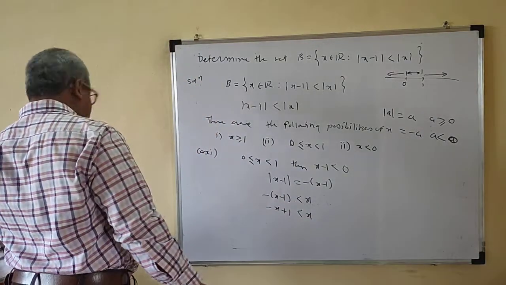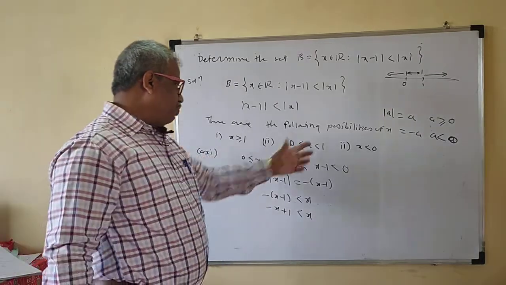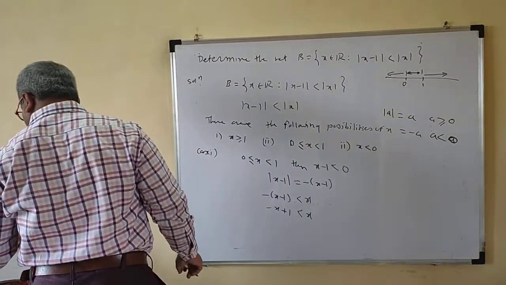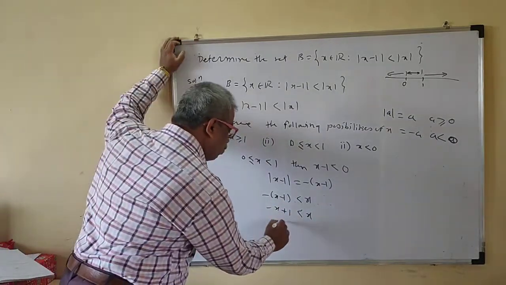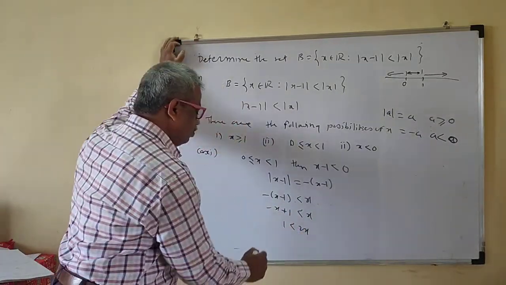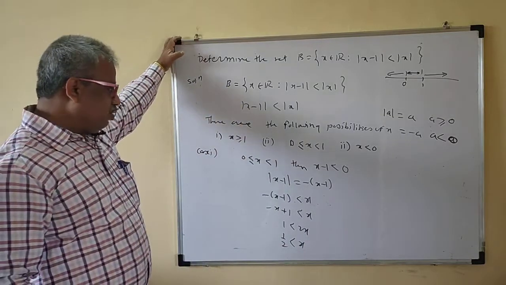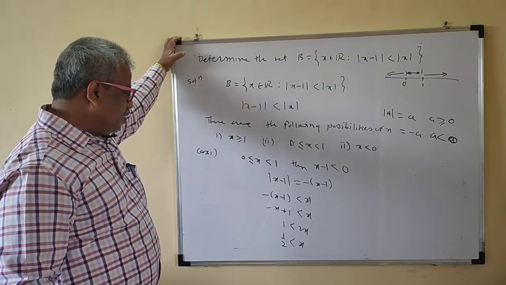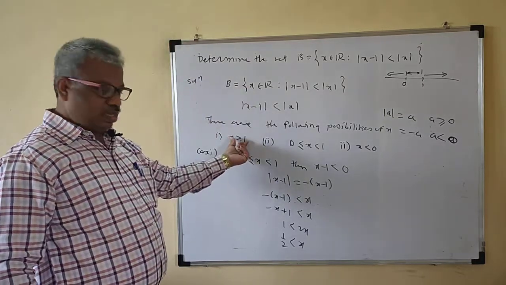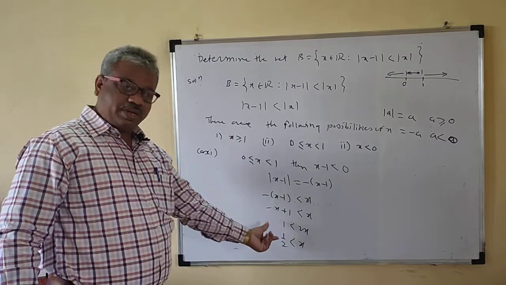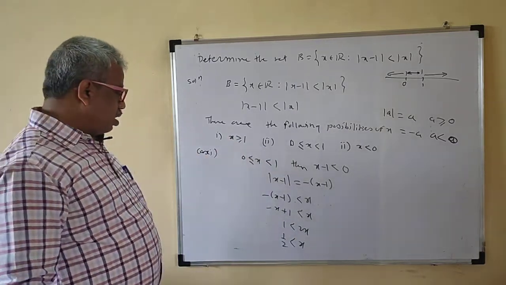Is it true? If x lies between this and this, is it possible? Now we'll shift x to that side. So 1 is less than twice x, so 1/2 is less than x. That means your x is greater than half. Here we had x greater than 1, and here we get x greater than half. From these two conditions, we get x greater than half now.